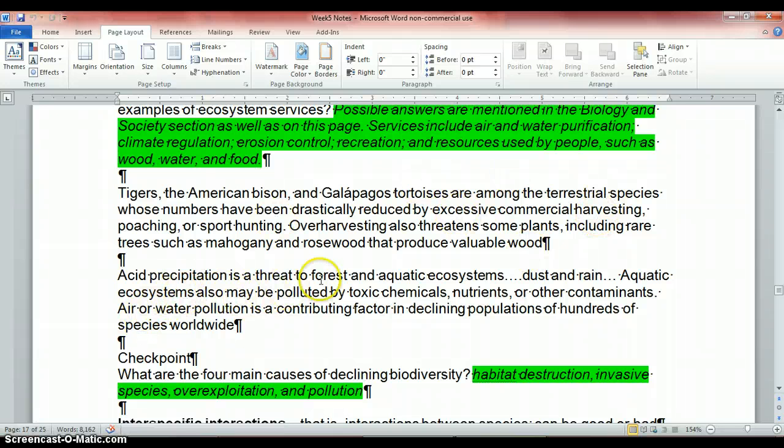Acid precipitation is a threat to forest and aquatic ecosystems. Dust and rain. Aquatic ecosystems also may be polluted by toxic chemicals, nutrients, and other contaminants. So what can we do to try to stop this, to limit this issue? Air or water pollution is a contributing factor in the declining populations of hundreds of the species worldwide. How does it affect humans? What happens to poor nations if they can't get clean water, clean air?